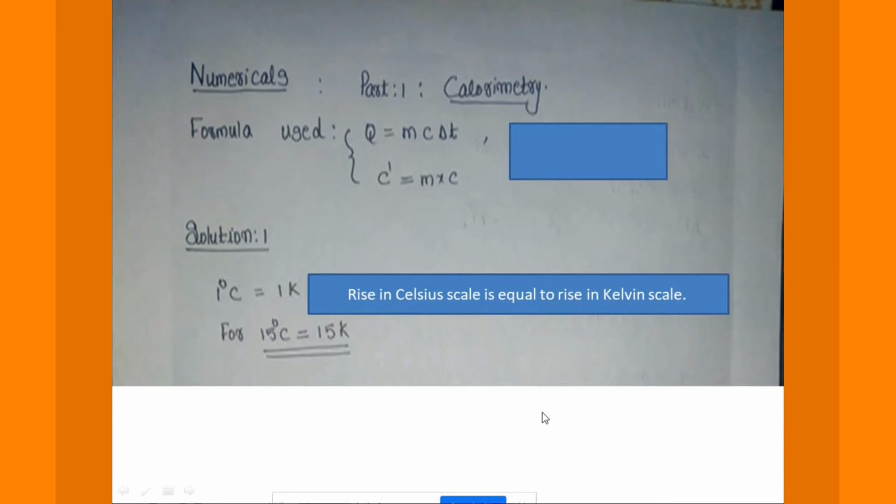So it should be noted that rise in Celsius scale is equal to rise in Kelvin scale. This is just because both the scales have 100 divisions and size of each division is same for both. So the final answer will be 15 Kelvin.